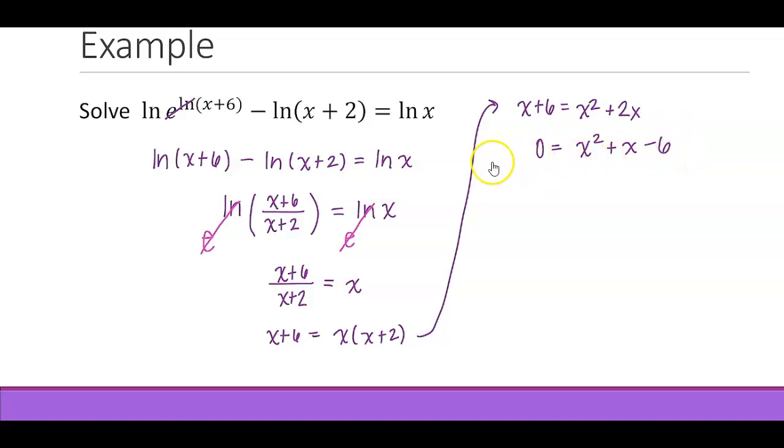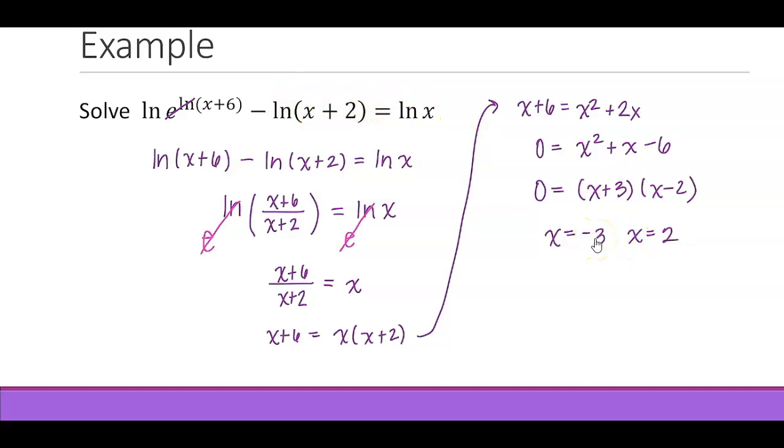And now I want to go ahead and factor this. This one's a nice one to factor. It's just the quantity x plus 3 times the quantity x minus 2. So I get two possible solutions, x equals negative 3 and x equals positive 2. Now I have to check whether these values will make any of the original insides of the logs end up being negative.